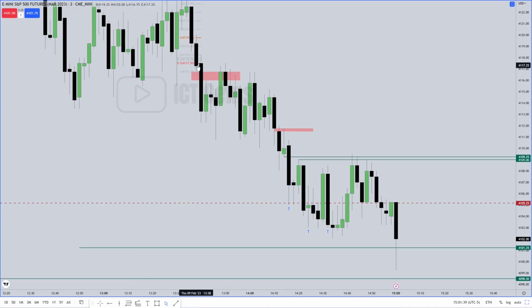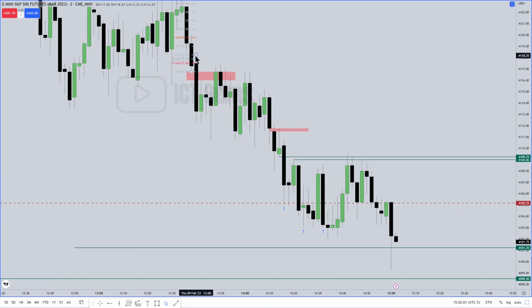So over here, we have 4,117.50. How far can it overshoot this fair value gap? Well, what's the midpoint between this candle's low and this candle's high for that balanced price range?